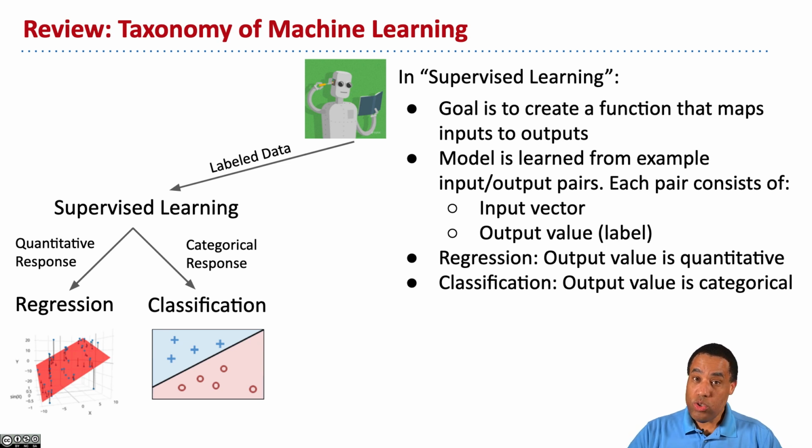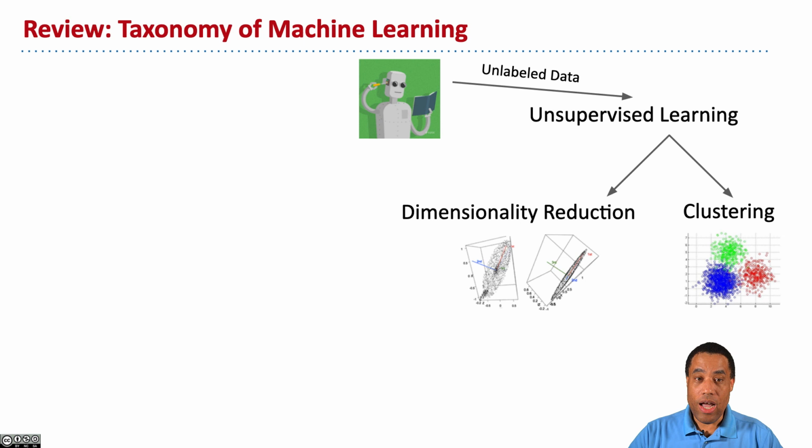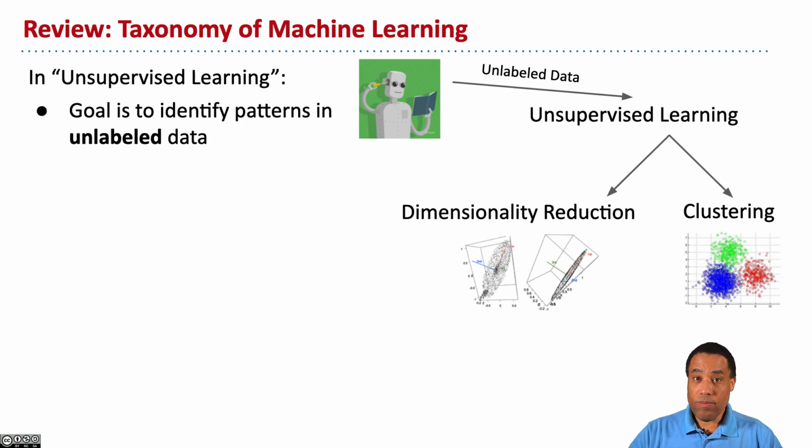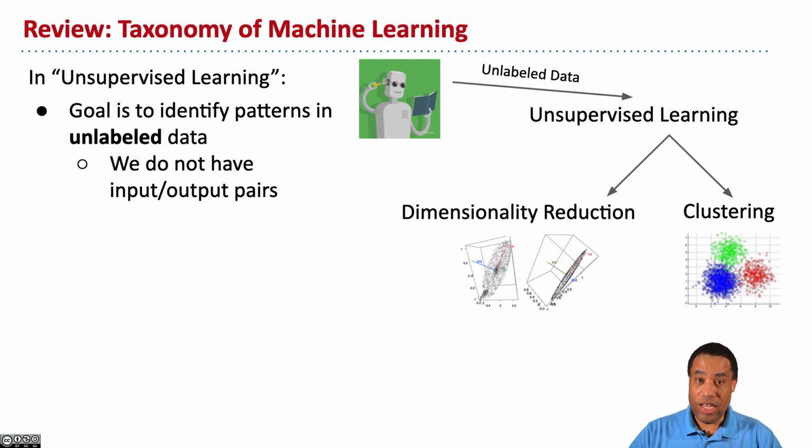And we looked at two different types of supervised learning. Regression, where the output that we get out is a quantitative response, and classification, where the output that we get out is a categorical response. Now, the other form of machine learning is when we're working with unlabeled data, and that is unsupervised learning. In unsupervised learning, our goal is to identify patterns in data that does not have a label. We don't have a set of input-output pairs that we can use to train a model.